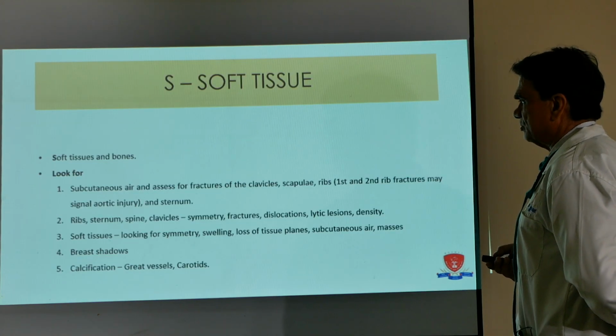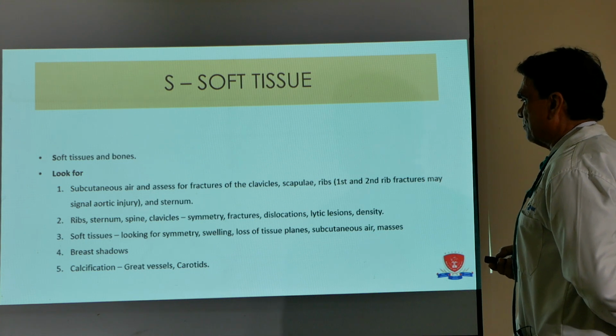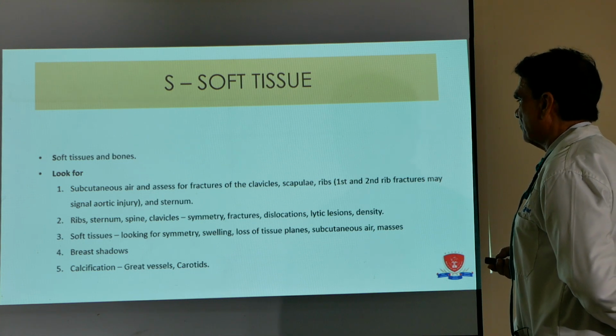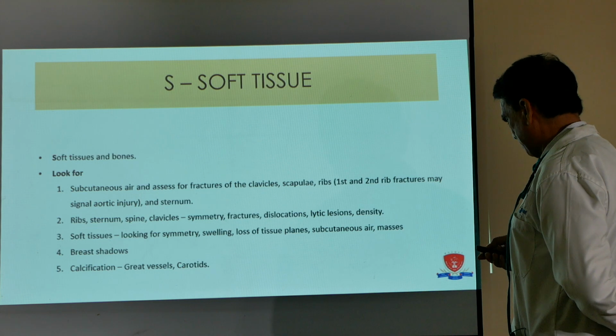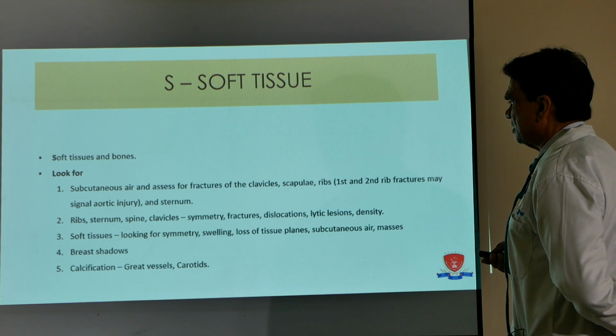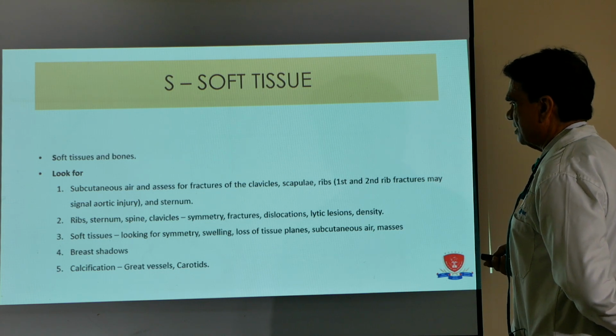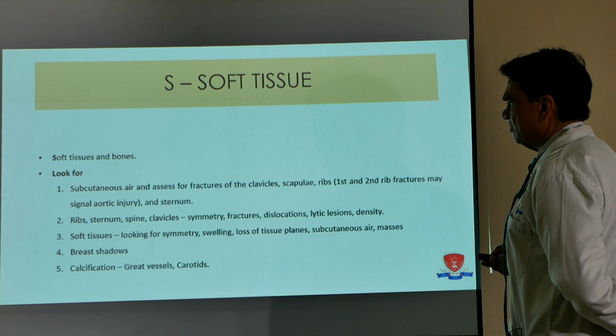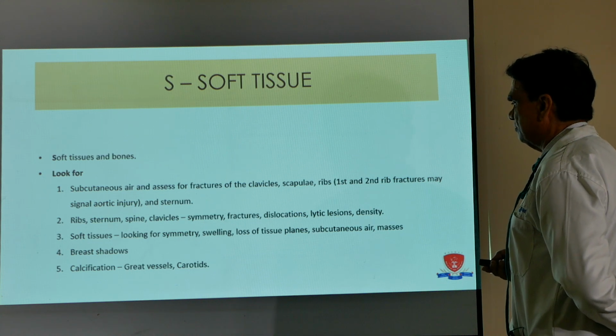soft tissues and bones. Look for subcutaneous air and assess for fracture of the clavicle, scapulae, ribs. First and second rib fracture may signal aortic injury, and the sternum. Second one is look for ribs, sternum, spine, clavicles.